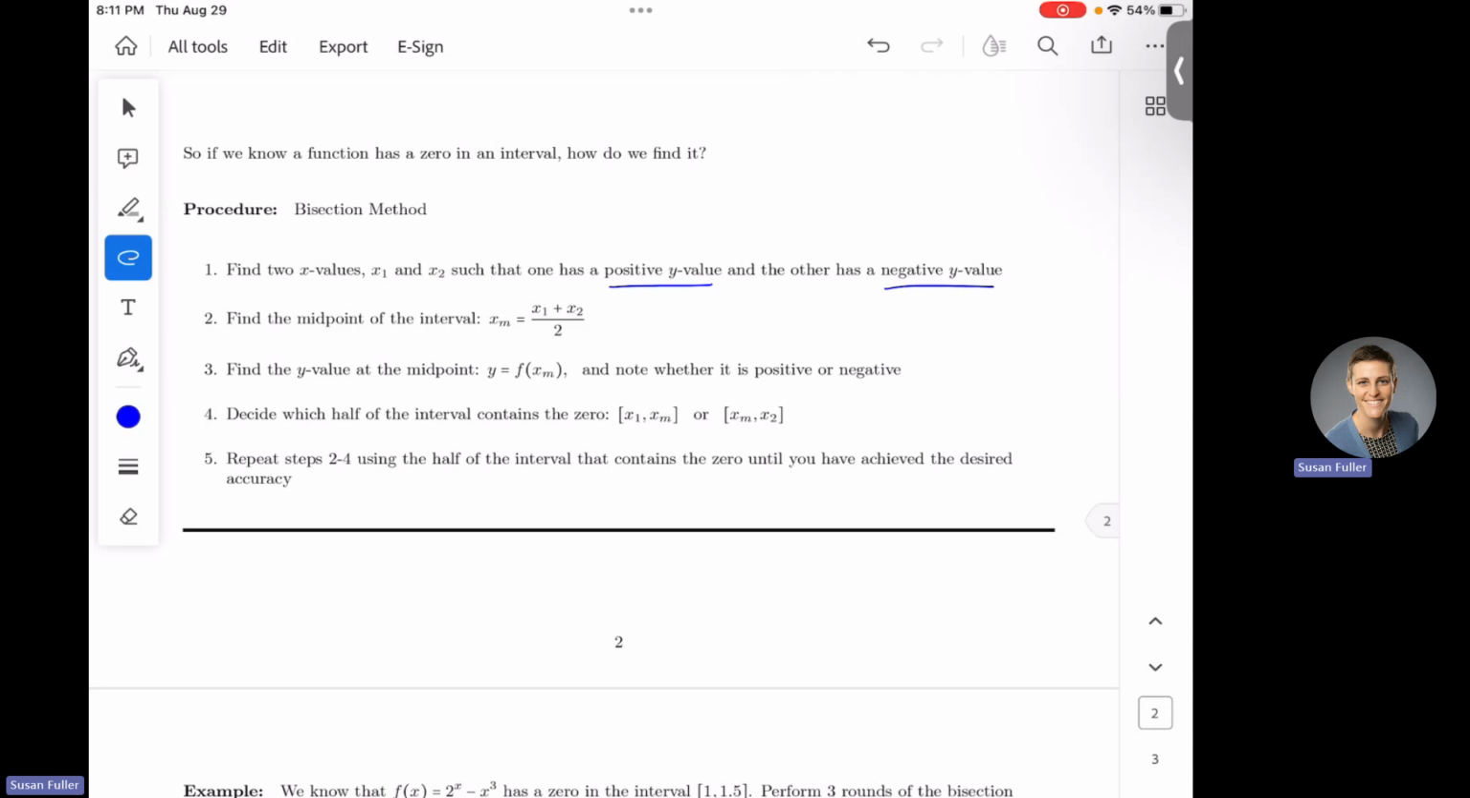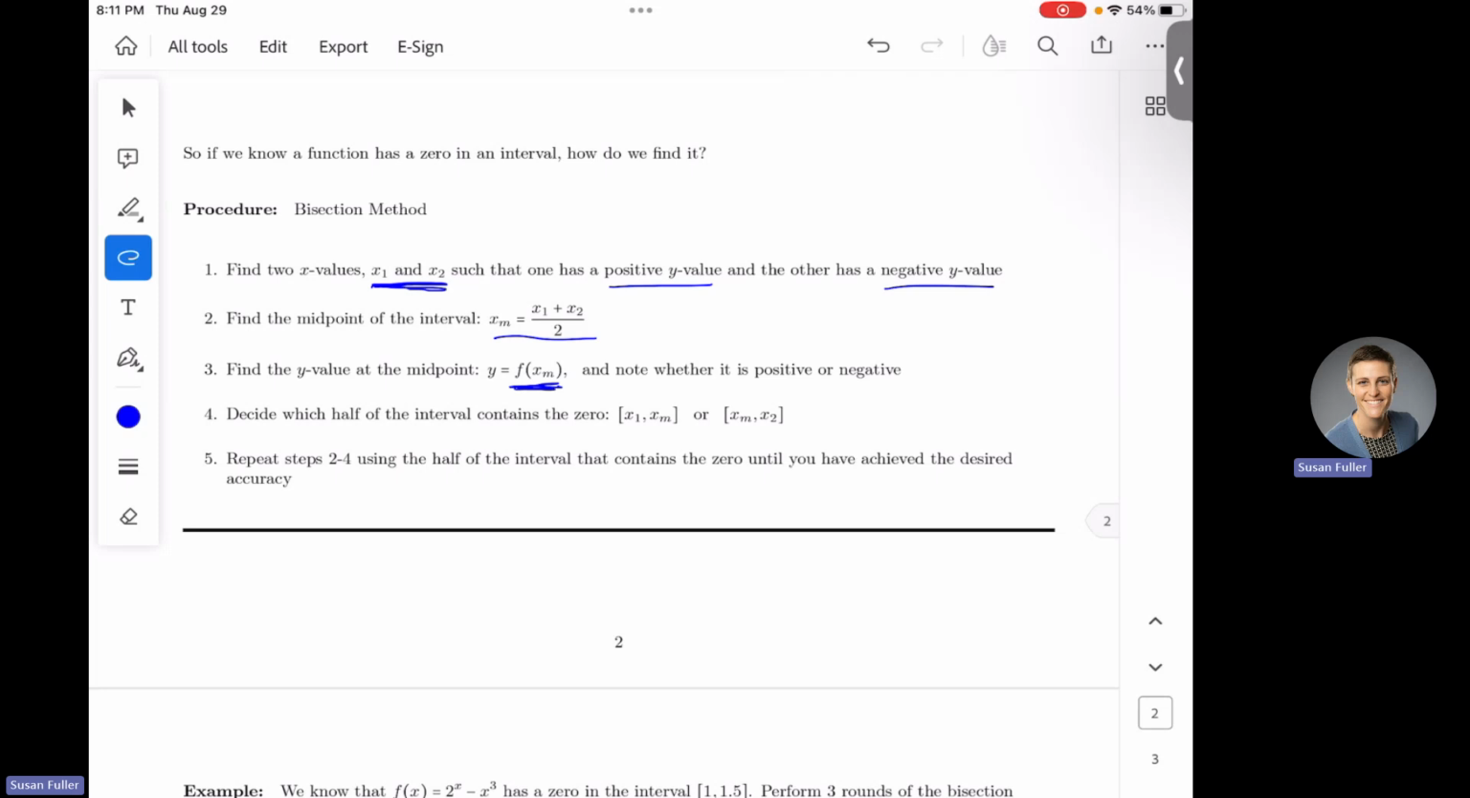Then in order to start figuring out what our y value is, we are going to take those two x values, x1 and x2, these are the x values at our endpoints, and we are going to find the midpoint. The way that you do that is you just average those a and b values. You're going to take whatever your first x value is, your a, or x1 here is what we're calling it, plus your b value, or here we're calling it x2, and divide by 2. This is going to be your midpoint. And then we are going to find the y value of that midpoint. We just take f of x sub m, plug whatever we get out of this into our function and figure out whether that y value is positive or negative.